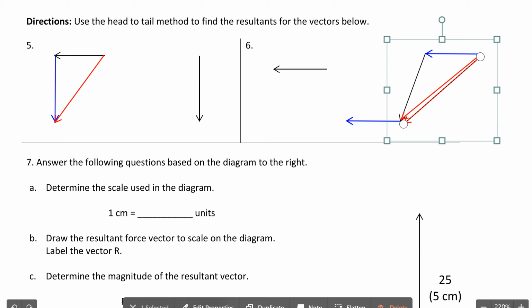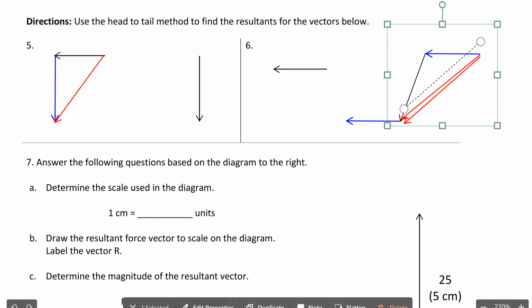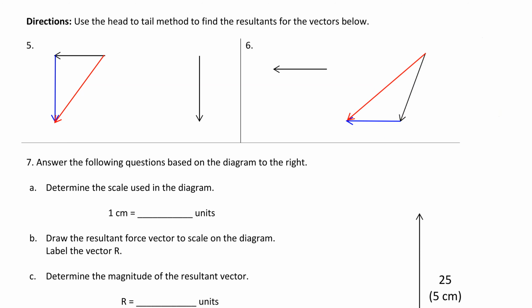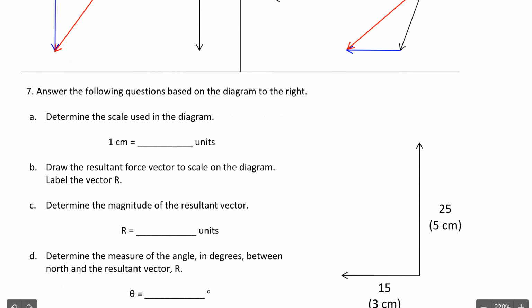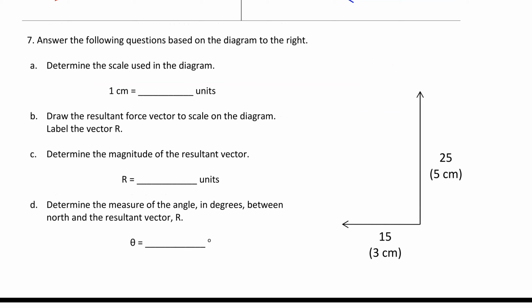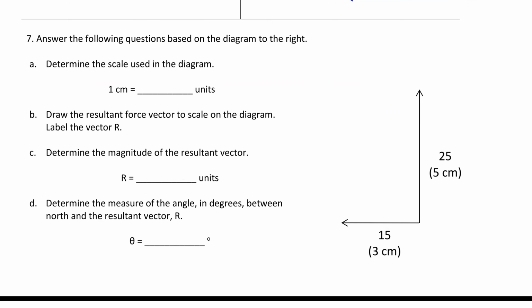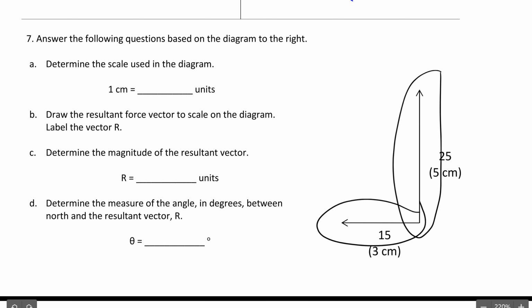So that's not what the answer would look like. I would only do it once, and I would probably do something that looks like that, okay? So the resultant is in red. All right, so number 7, like I said, if you had a ruler at home and you printed this out, it should be to scale even when you print it. You could measure these lines, and this line should be 5 centimeters long and this should be 3 centimeters long.